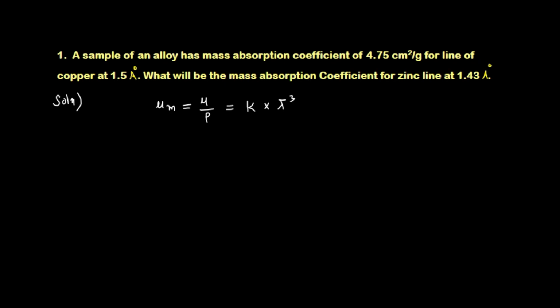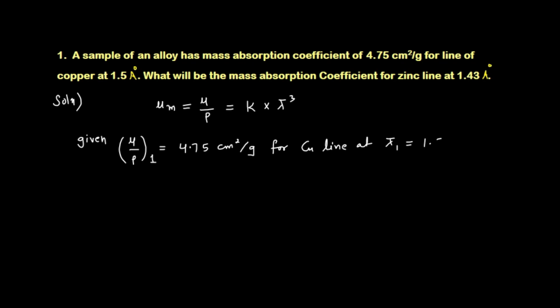So what is given in the question? It is given that mu by rho, which I'm calling for the first element, is equal to 4.75 centimeter square per gram, right? This is given for the copper line, at lambda 1 equal to 1.5 angstrom. Then you need to calculate mu over rho for the second element, which is present in the alloy. This you need to calculate, right?